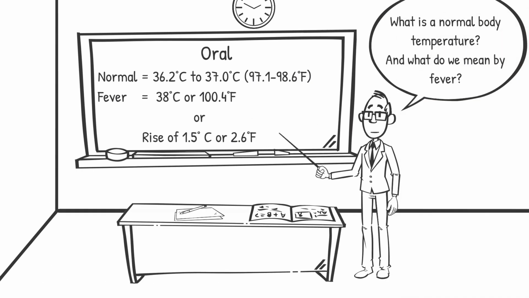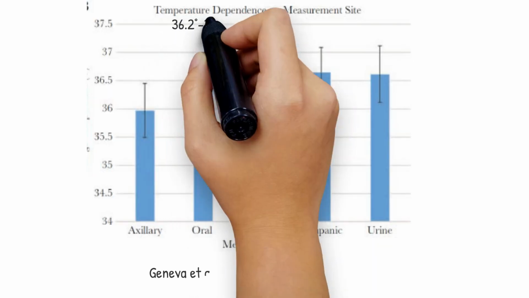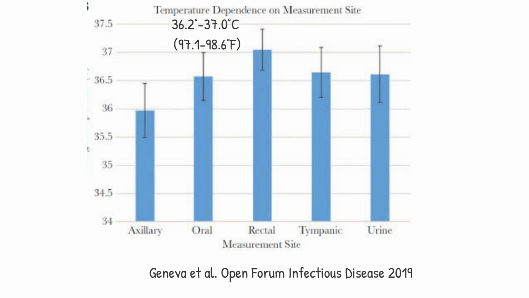It is usually defined as a temperature of 38 degrees centigrade or 100.4 Fahrenheit. Remember, this is only a median, and in reality, each of us has a different thermal set point when we are not infected. And this set point is raised when cytokines are released during an infection like COVID-19. This slide shows a comprehensive analysis of 36 studies of human body temperature in Open Forum Infectious Diseases that reveals that the normal body temperature taken orally varies from 36.2 to 37 degrees centigrade or 97.1 to 98.6 Fahrenheit.